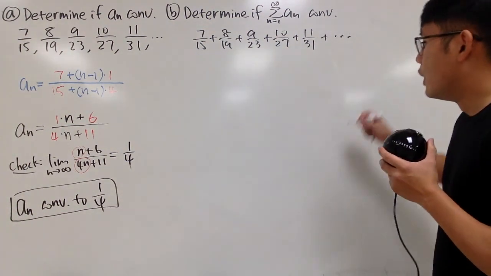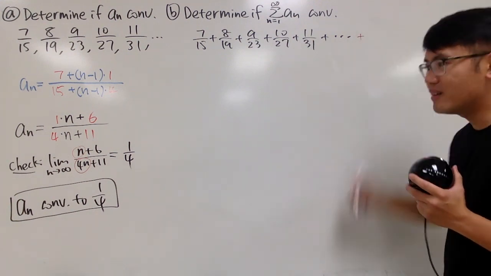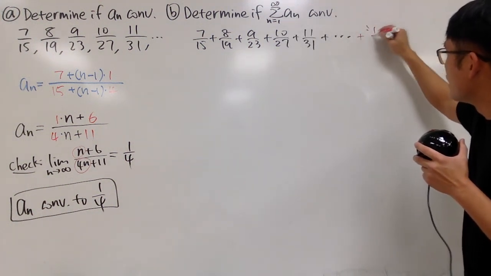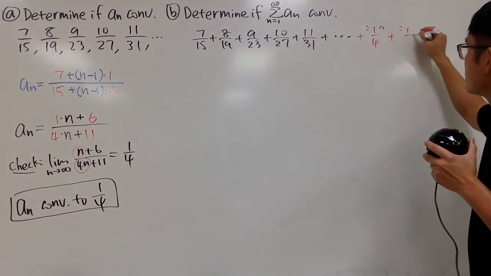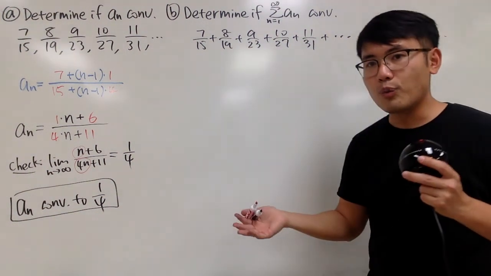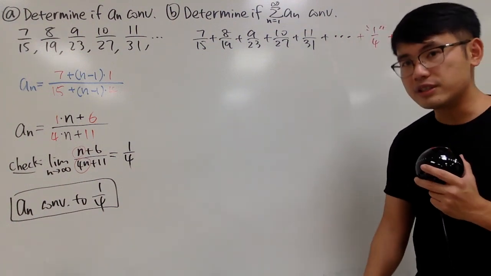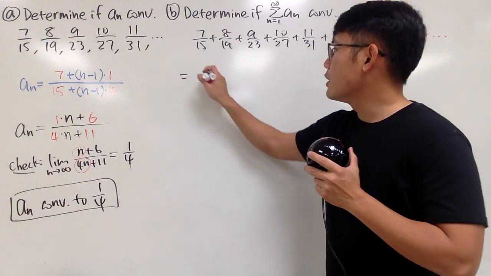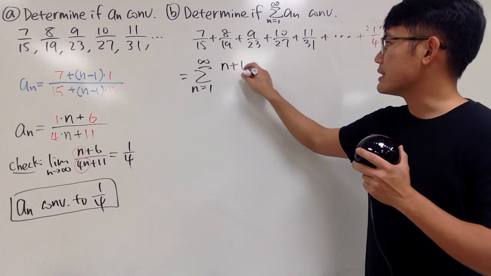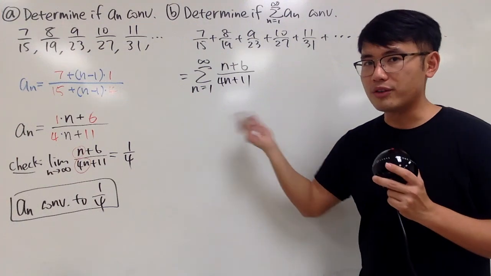And the idea is that eventually, we are just adding a bunch of numbers, and these numbers are approximately 1 over 4. So you can just imagine we're just adding a lot of 1 over 4 after a certain point, and so on. And when you're adding up infinitely many 1 over 4s, this will of course go to infinity. In other words, this right here diverges. And let me just show you guys. You are going to encounter the sum as n goes from 1 to infinity of that expression, (n plus 6) over (4n plus 11). This is the more typical question you have to deal with.